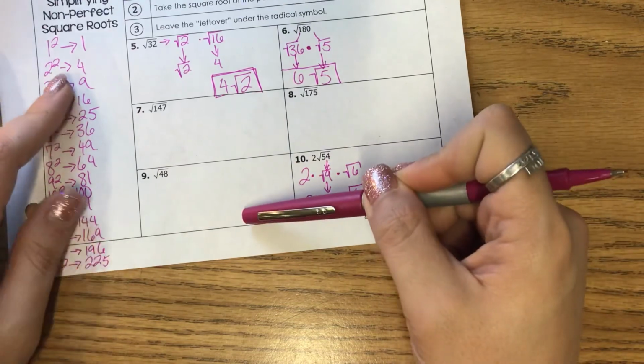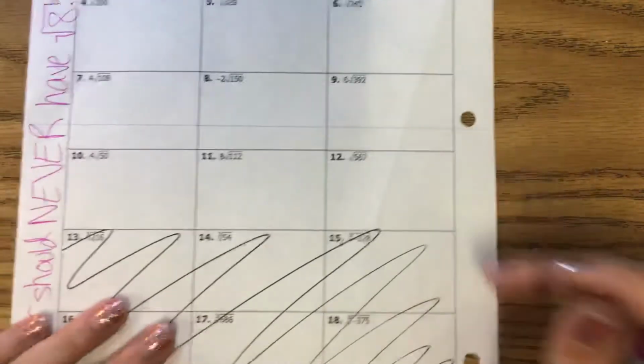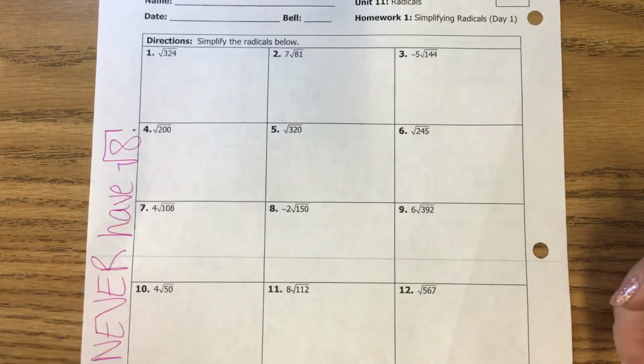Okay? So I want you to do 7, 8, 9. Check yourself on the iPad. And then we're going to start on this homework page. Let's get busy.